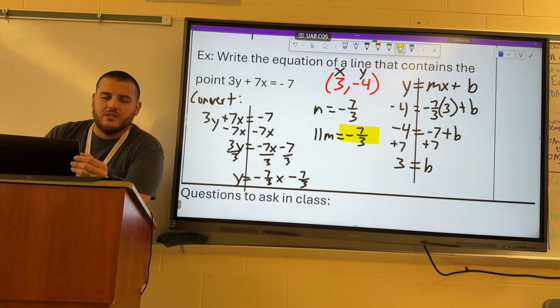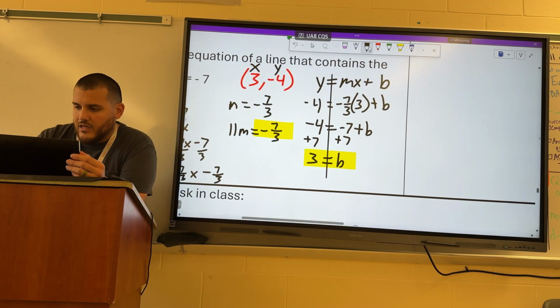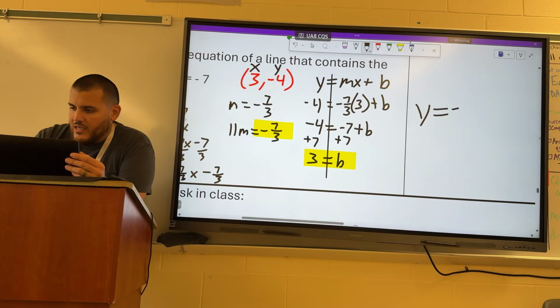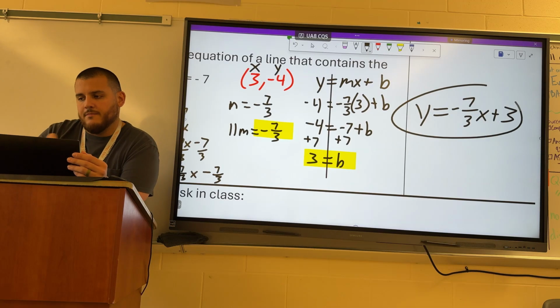So I know my slope needs to be -7/3. My y-intercept needs to be +3. So my equation would be y equals -7/3 x plus 3.